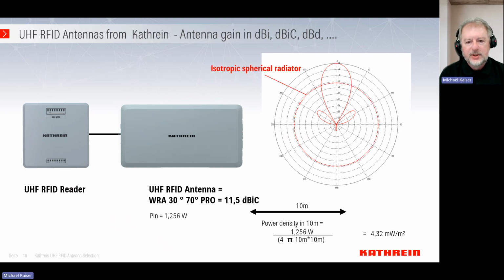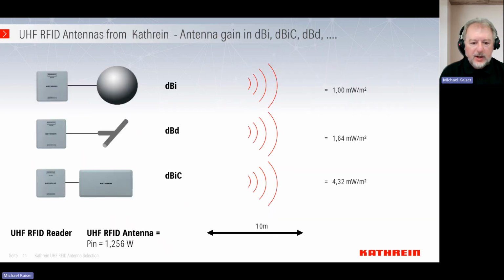Compare this with an isotropic spherical radiator, where the energy is the same in the complete 360 degrees. In the main direction we have more power. Here you see we have 6.3 dB more. 3 dB is doubled, so double and double means 4 times, and that's why we have an increase from 1 milliwatt per square meter to 4.3 milliwatt per square meter with an antenna of 11.5 dBiC. Again, compared with dBi, dBd, dBiC, we go from 1 milliwatt to 1.64 milliwatt to 4.3 milliwatts per square meter.